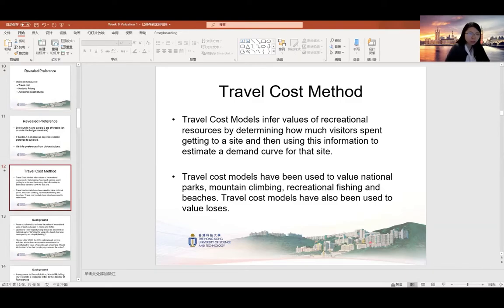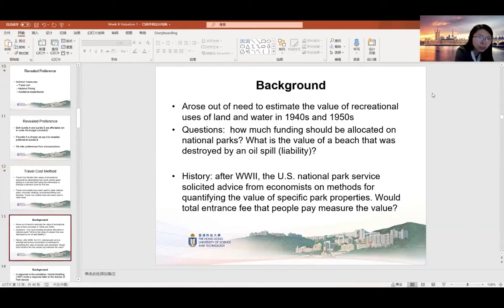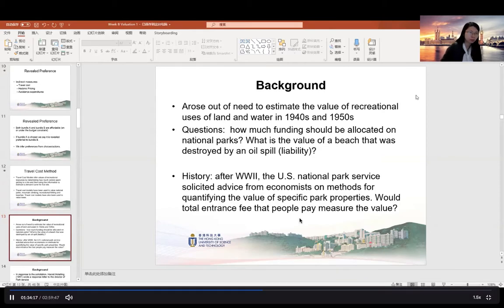So the travel cost method has been used to value national parks, recreational fishing, beaches. The approach is basically trying to calculate how many people are willing to visit these places and how much these people spend traveling to these places. This is a very practical method. It's being used a lot, especially for recreational sites, beaches, protected mountainous areas, something like that.